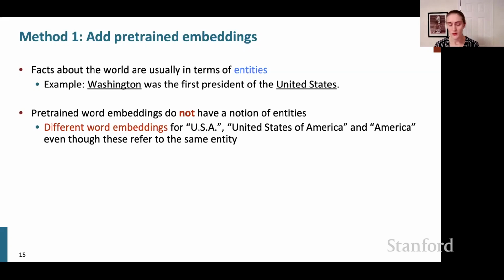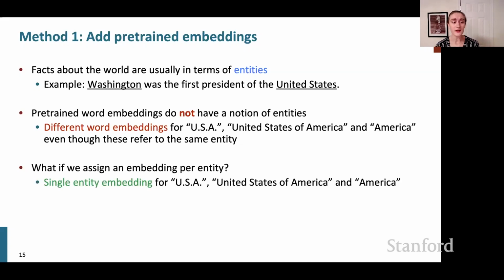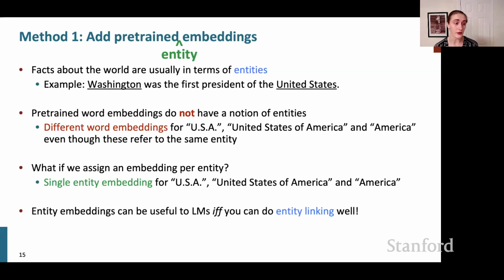So what if instead we have a single embedding per entity, and we'll refer to these as entity embeddings. So now you'd have a single entity embedding for USA, United States of America, and America. And whenever you see a phrase in text referring to this entity, you would use the same entity embedding. And these entity embeddings can actually be pre-trained to encode this factual knowledge about the world. This first class of techniques will be looking at how you actually best use these pre-trained entity embeddings in a language model. I need to make a quick note that these entity embeddings are only useful to language models though, if you can do another NLP task called entity linking well.